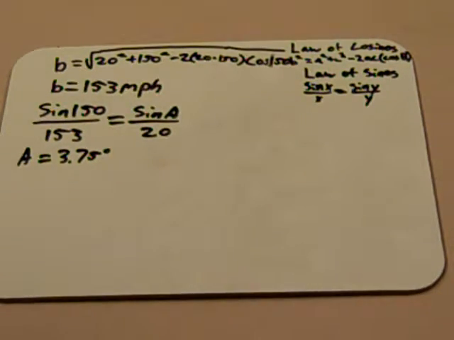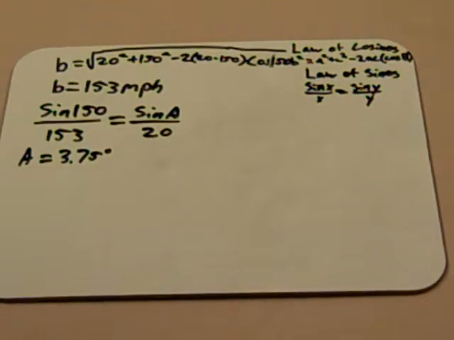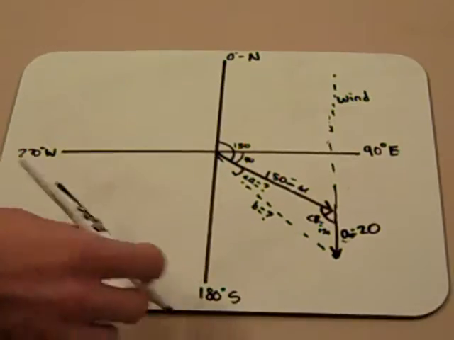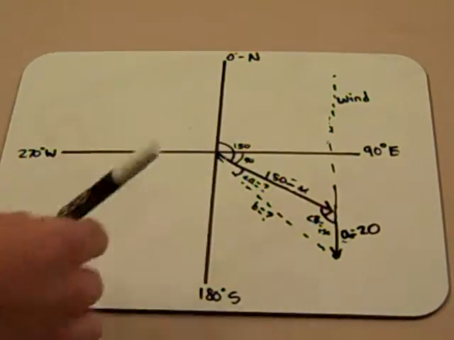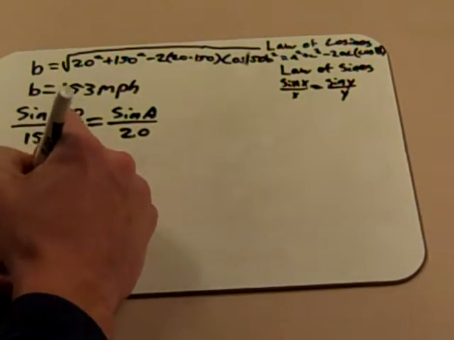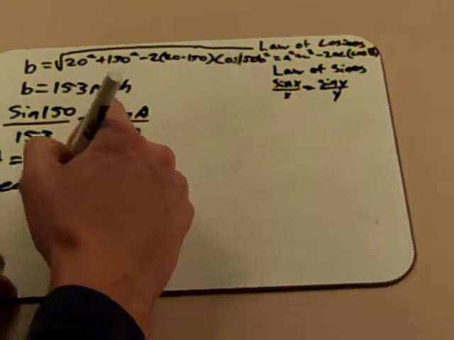So finally, we see that our course is 153 miles per hour, and we add the 3.75 that was found previously to the angle 150 to get our bearing of 153.75 degrees.